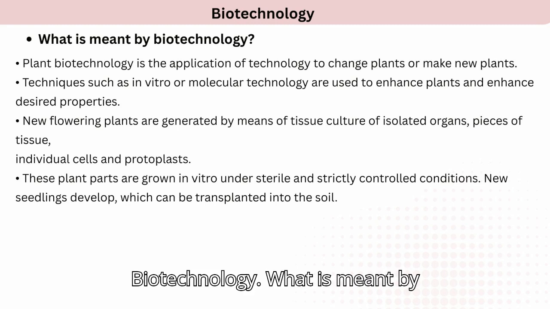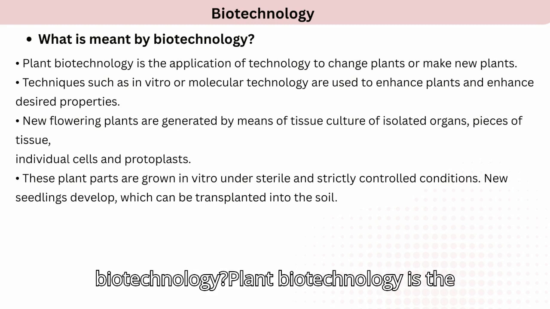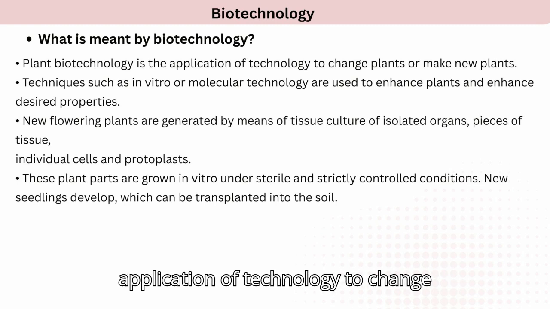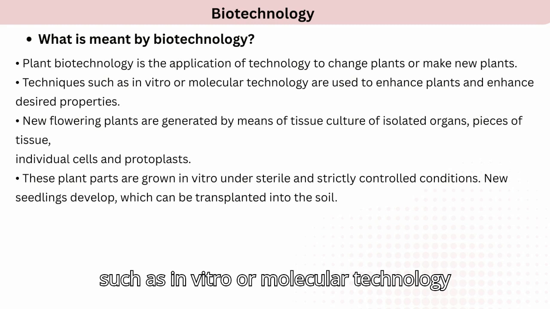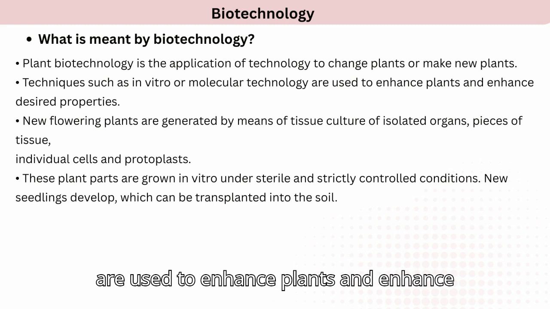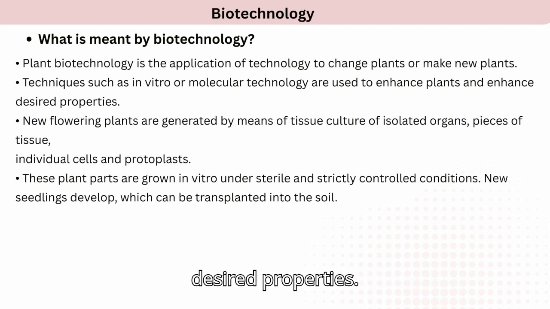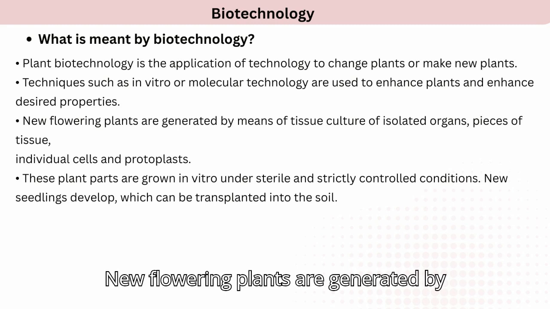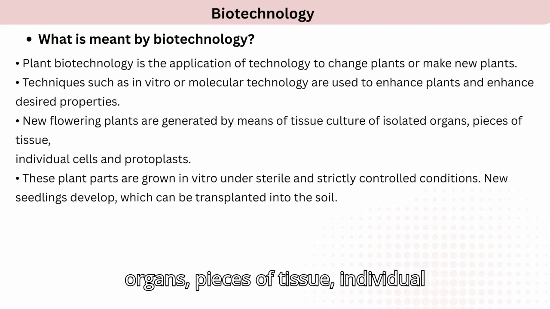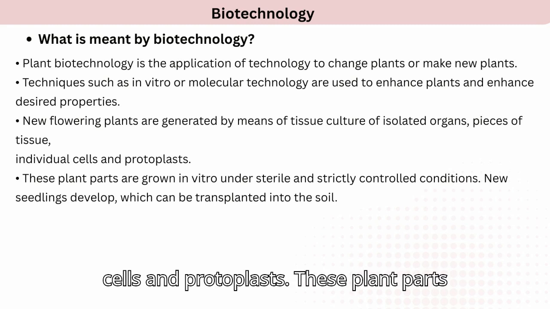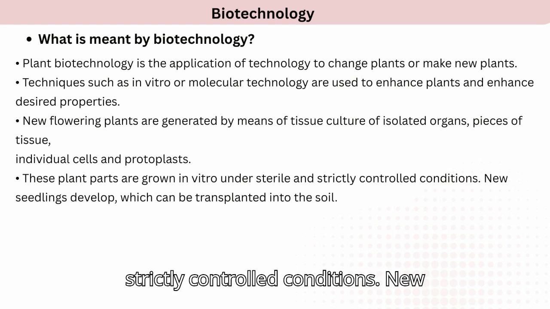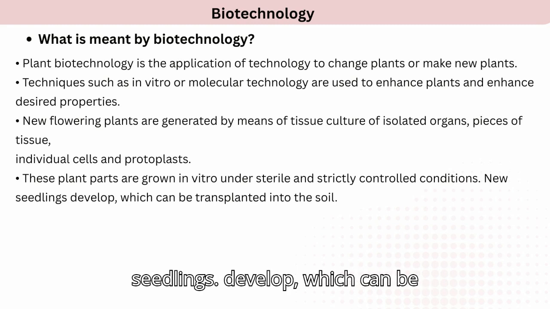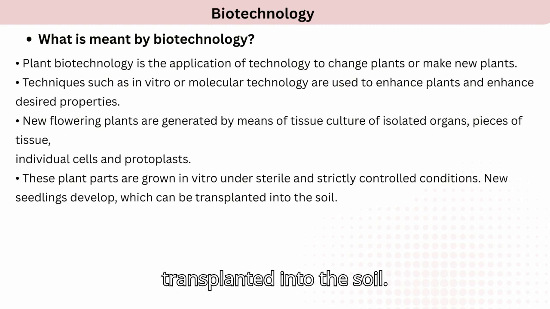Biotechnology. What is meant by biotechnology? Plant biotechnology is the application of technology to change plants or make new plants. Techniques such as in vitro or molecular technology are used to enhance plants and enhance desired properties. New flowering plants are generated by means of tissue culture of isolated organs, pieces of tissue, individual cells and protoplasts. These plant parts are grown in vitro under sterile and strictly controlled conditions. New seedlings develop, which can be transplanted into the soil.